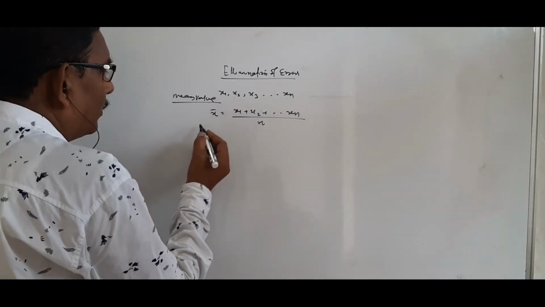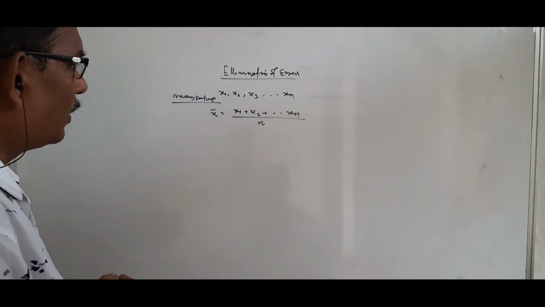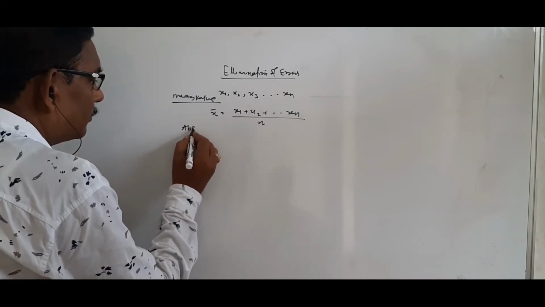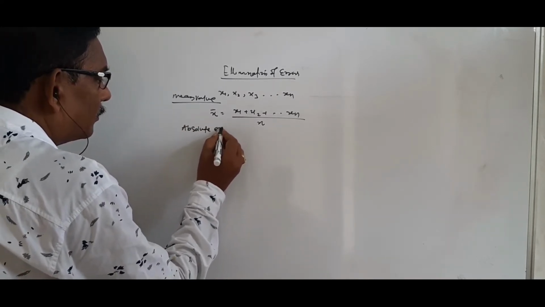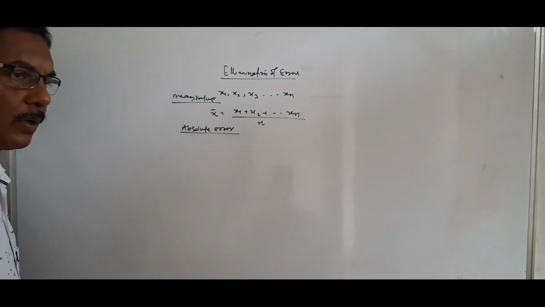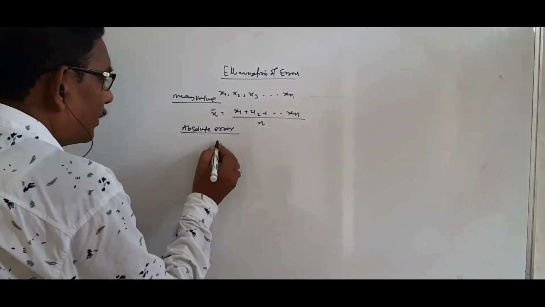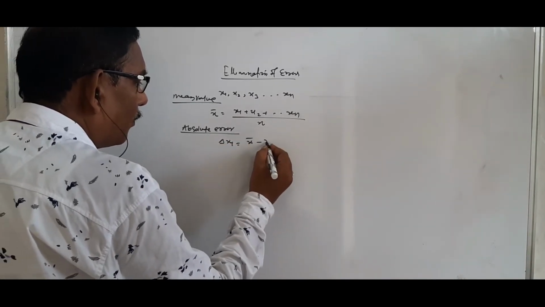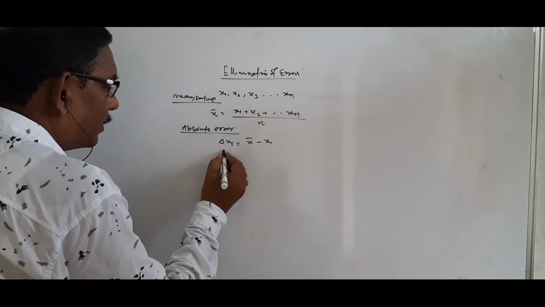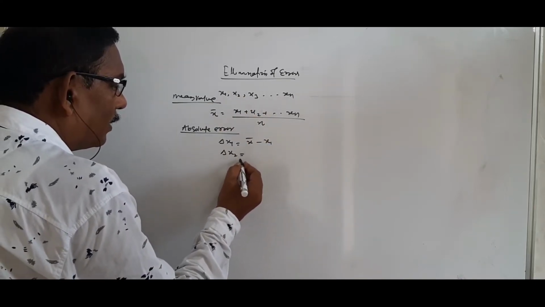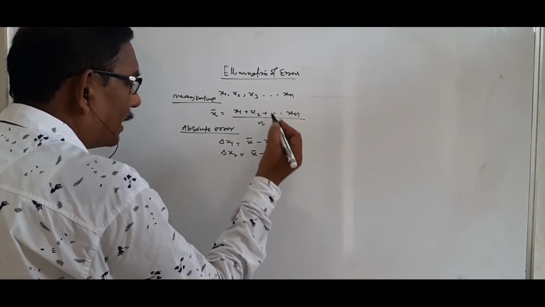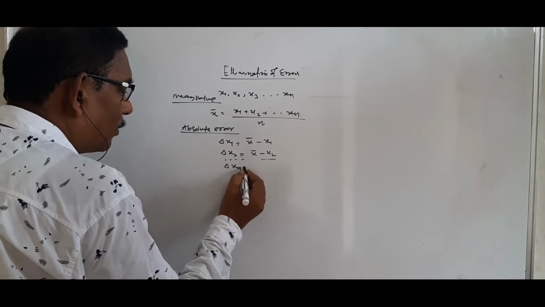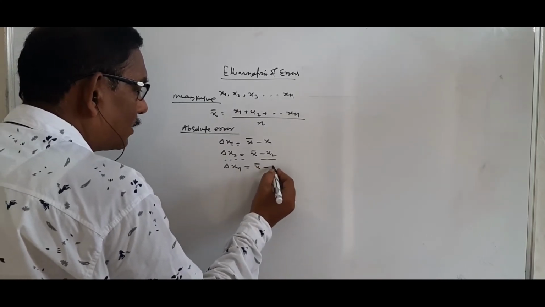Now, to calculate the absolute error. So how to calculate the absolute error? Look here, delta x1 equals mean value minus the first observation. The second absolute error, mean value minus second observation. Similarly, you can calculate up to n observations, x bar minus xn.